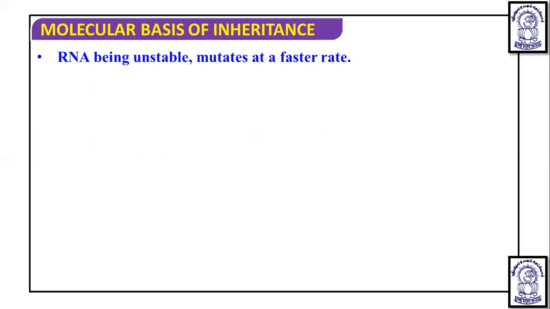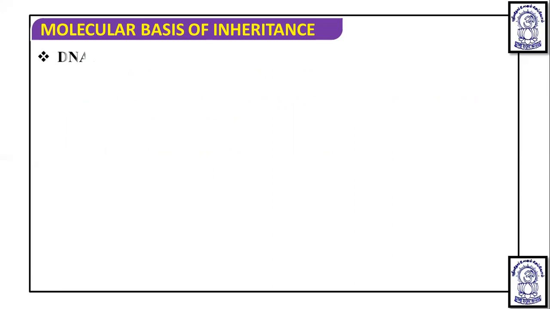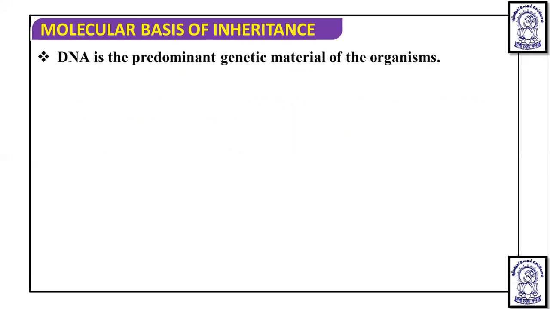If we talk about RNA, being unstable, it mutates at a faster rate, and consequently a virus having an RNA genome and a shorter lifespan mutates and evolves faster. So there is more evolution in the case of viruses. So due to this, it looks like DNA is going to be the genetic material, and DNA is the predominant genetic material of organisms.